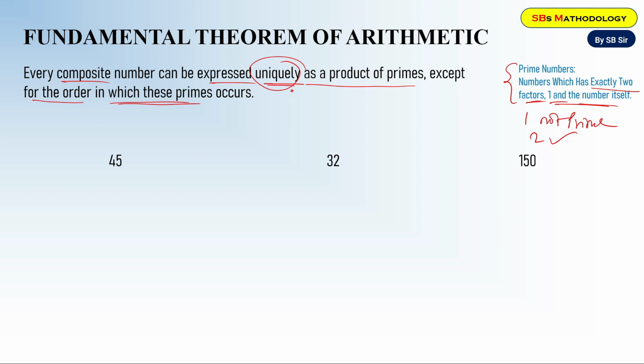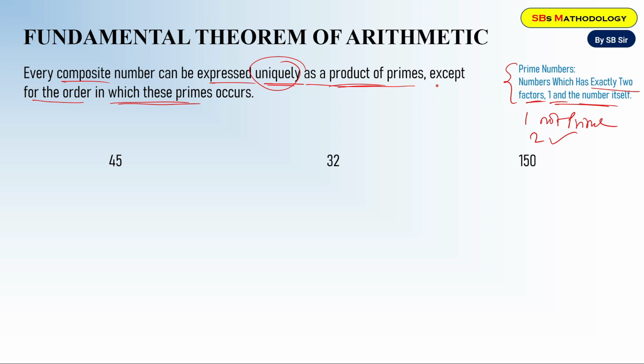Uniquely means there will be no other expression in which we can express the same composite number. So there will be a unique representation of the composite number as a product of primes. Now, as a product of primes, there is a concept. If a prime occurs 2 times or 3 times, as will happen in our examples, will the number still be composite and satisfy the fundamental theorem or not? Definitely it will satisfy the fundamental theorem.